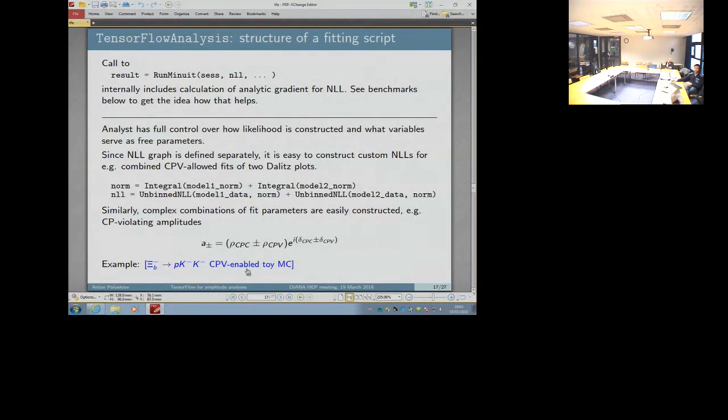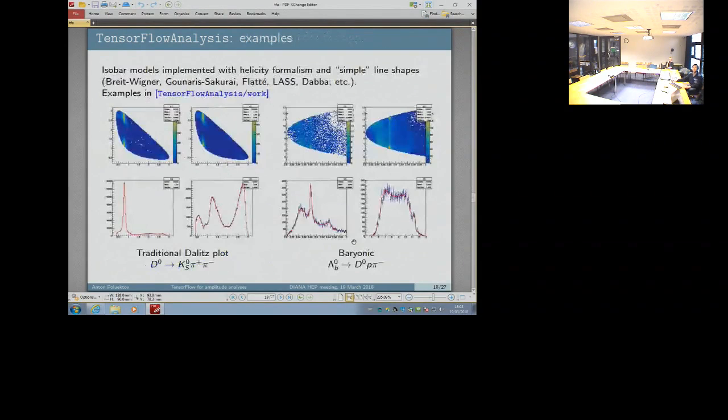There is an example, for instance, of this CP violation enabled toy Monte Carlo for Psi_b to pKK, which is one of the analyses at LHCb dealing with this. It's a TensorFlow analysis, so it's using this package to actually do the fits. So, a couple of examples.